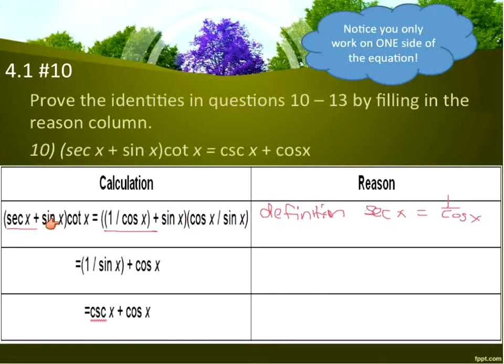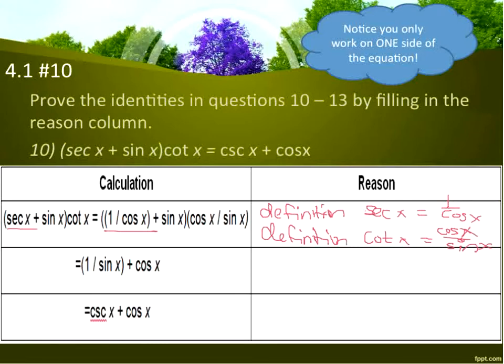Okay, then they left the plus sine x. But then they changed cotangent to cosine x over sine x. Now why did they do that? Or what's the reasoning? Because again, it's the definition of cotangent. Cotangent equals cosine over sine.